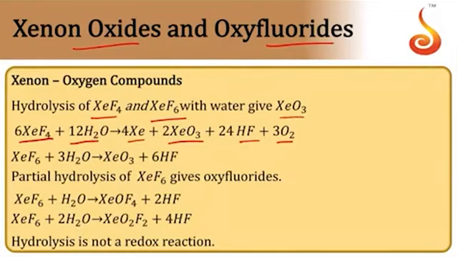And then if you take XeF6 also, on complete hydrolysis of XeF6, you are going to get XeO3 and HF. But when you take a partial hydrolysis, you are going to get oxyfluorides. So XeF6 on partial hydrolysis will form XeOF4, and on further reaction with water, the same XeOF4 forms XeO2F2. So partial hydrolysis of xenon hexafluoride gives us XeOF4 and XeO2F2. If xenon hexafluoride undergoes complete hydrolysis, we are going to get XeO3.